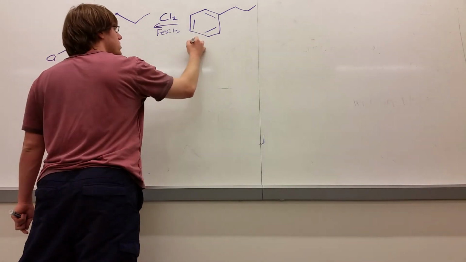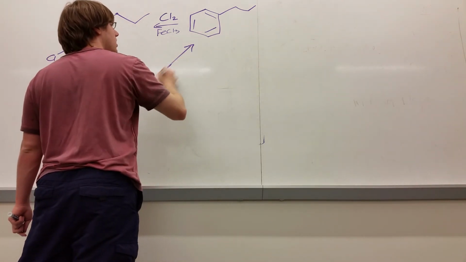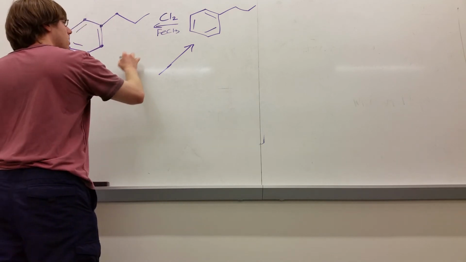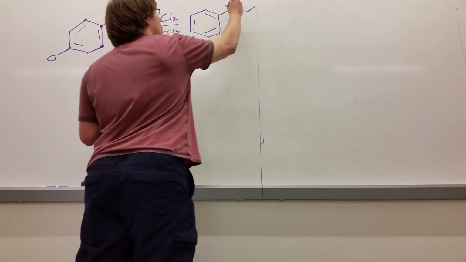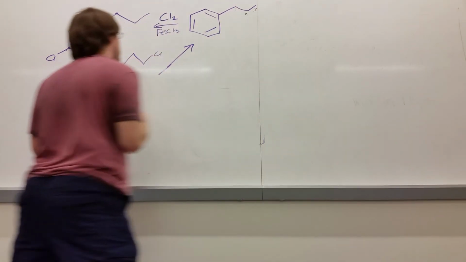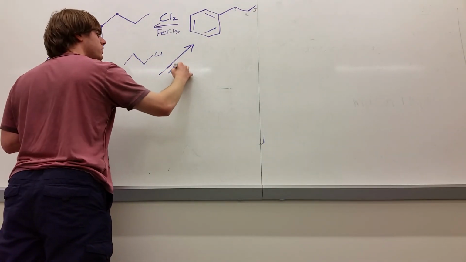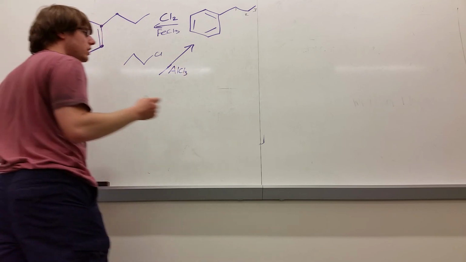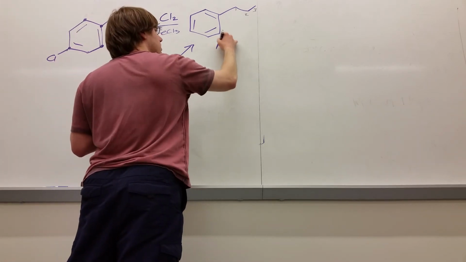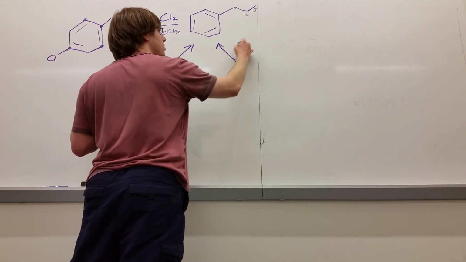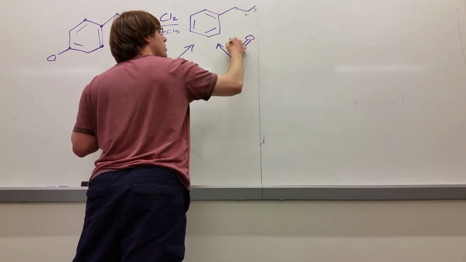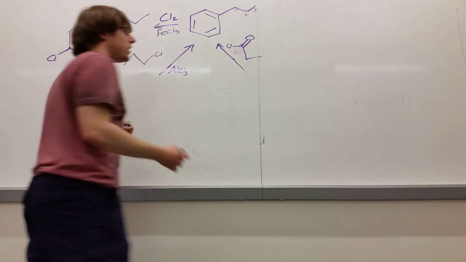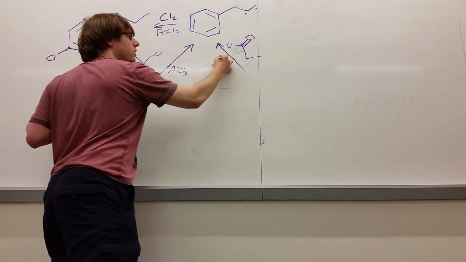Now, on your cover sheet, you have two reactions that add carbon chains. You have the alkylation reaction, see, I have 1, 2, 3, AlCl3. And I have the acylation reaction, the one where it's the double bond O, chlorine, and then the carbon chain I'm adding, AlCl3.